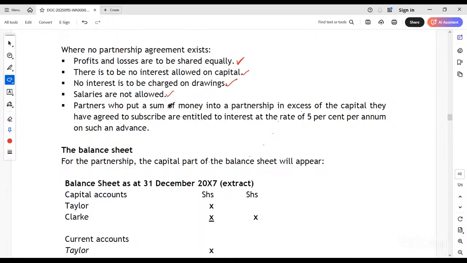No interest is to be charged on drawings. Salaries will not be allowed. So this is what will happen whenever no partnership agreement exists; we have to follow this.